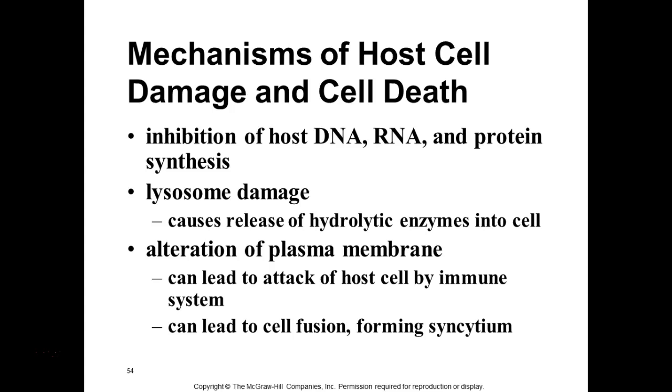They'll alter our membranes. And when they do this, a lot of times our immune system is going to attack, right? That influenza virus starts putting its hemagglutinin and neuraminidase in our membrane to make its envelope. Well, our immune system recognizes those proteins and attacks and kills those cells.